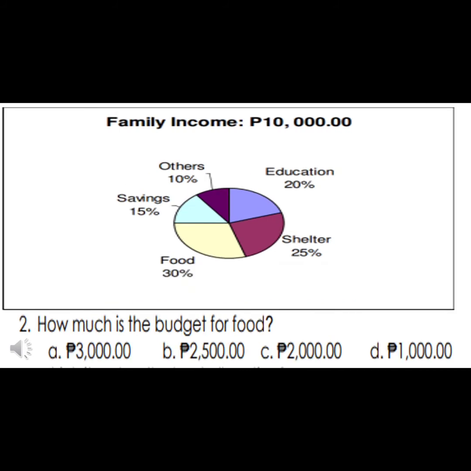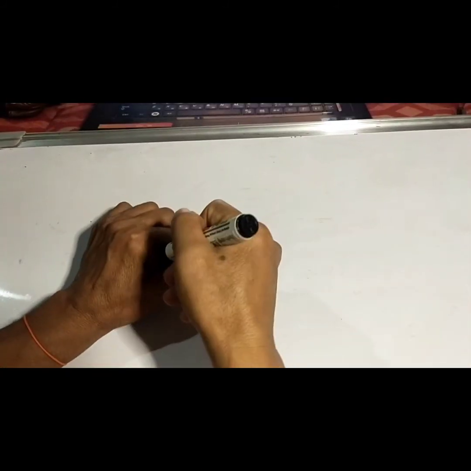Okay, let's go to the second question. How much is the budget for food? So upon looking at the pie graph, we have seen that the biggest allocation was given to food. Now the question is, how much is the budget for food? Now let's go to our computation of how to find the budget for food. Okay, let's now solve for the allocation for food. So how much is the allocation for food?